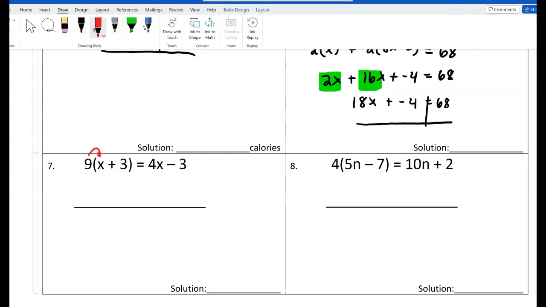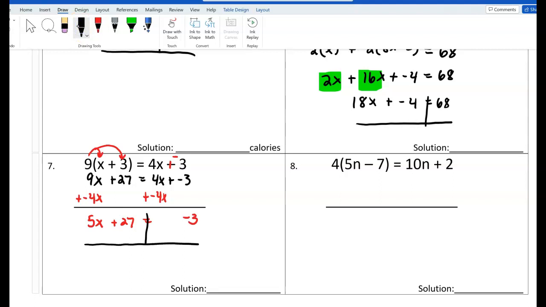So first, you got to distribute, and obviously KCC there. So this becomes 9x plus 27 equals 4x plus negative 3. Now remember, you have variables on different sides, so you actually have to move the variable back to the left side. So add negative 4x. You can't just combine like terms there. So you get 5x plus 27 equals negative 3. And look, lo and behold, again, you have yourself a two-step equation. That's it. Solve the rest.